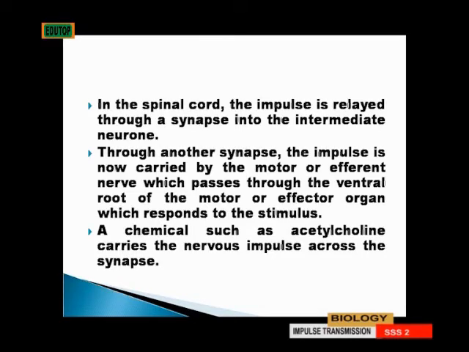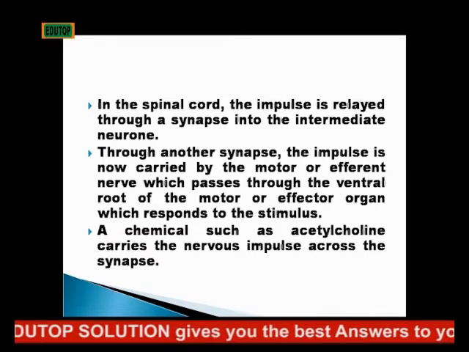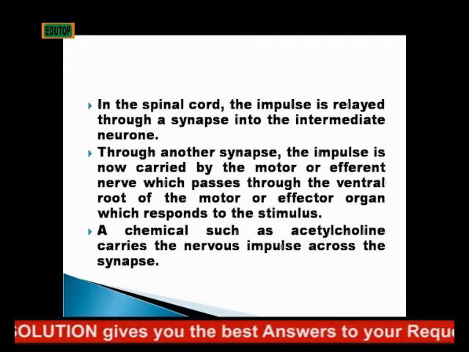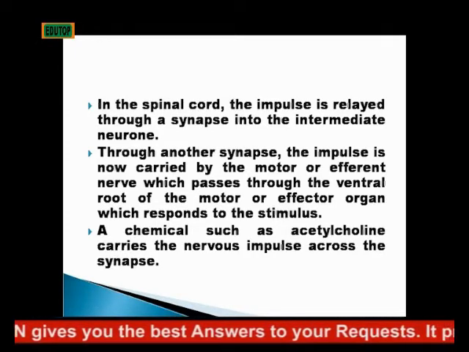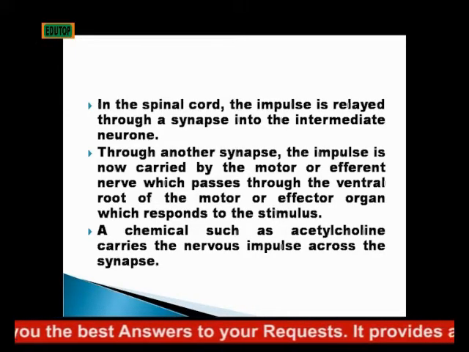Then through another synapse. I said a synapse is a space between two nerve cells or two neurons. So the impulse is relayed from one nerve cell to another through a synapse, that is, a space between the two nerve cells, into the intermediate neuron. Then we have another synapse.